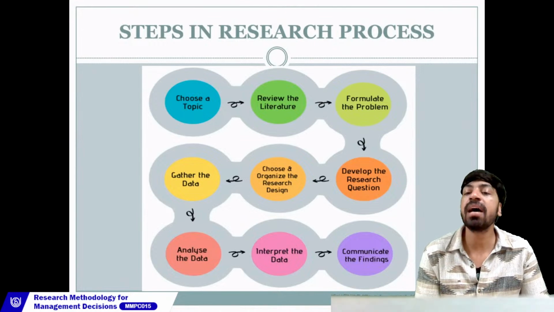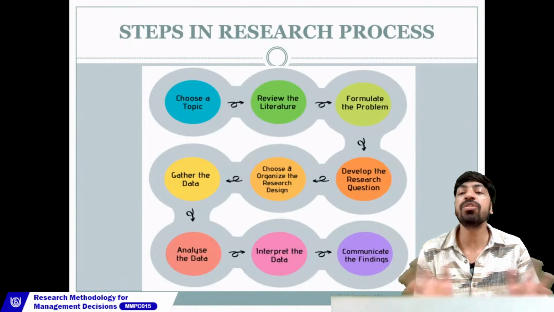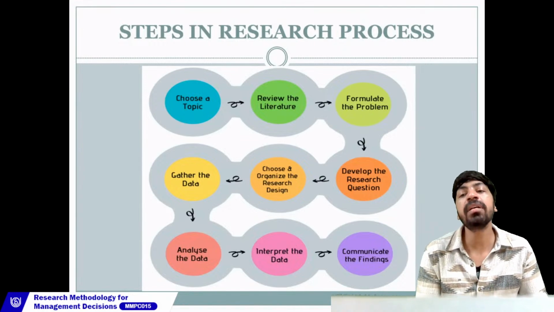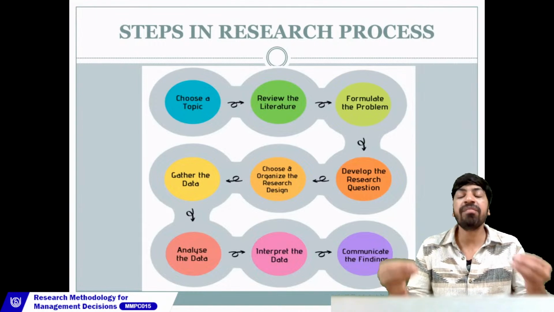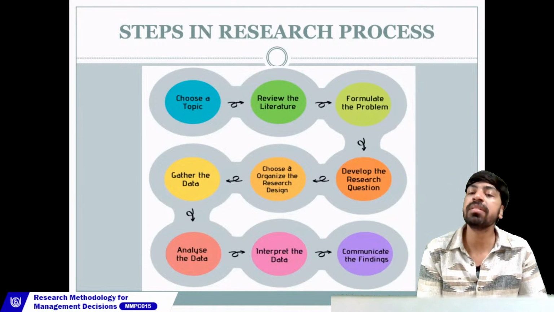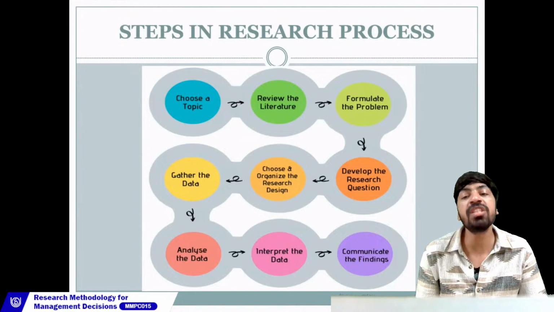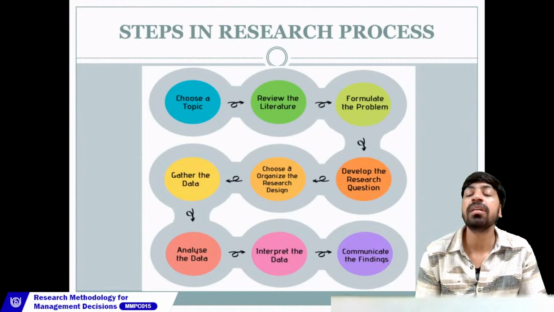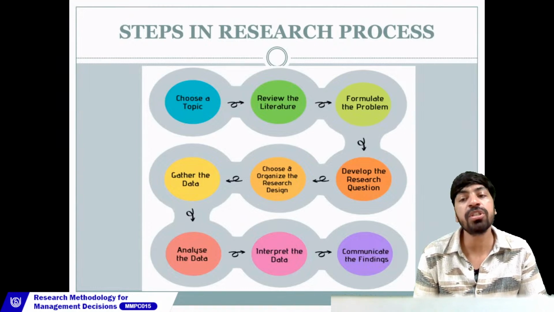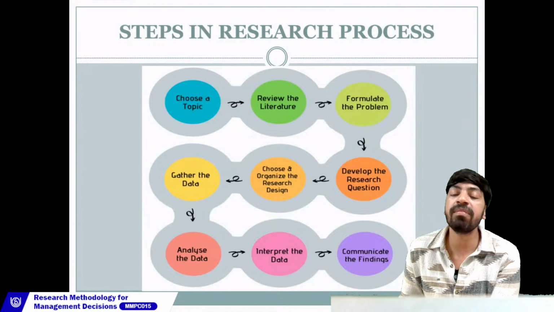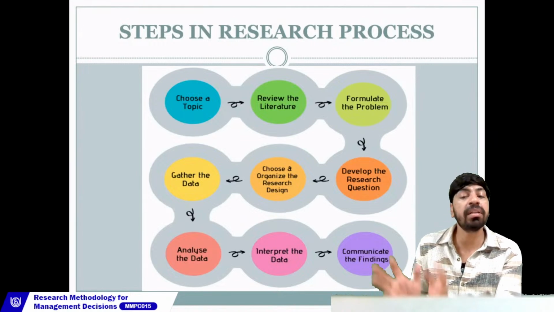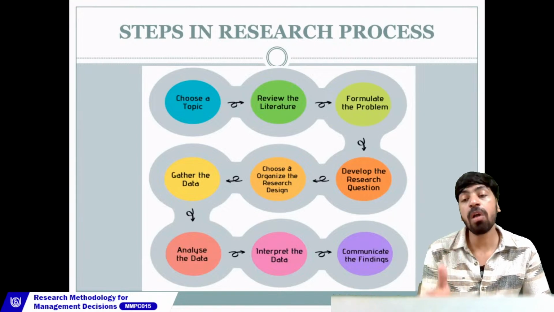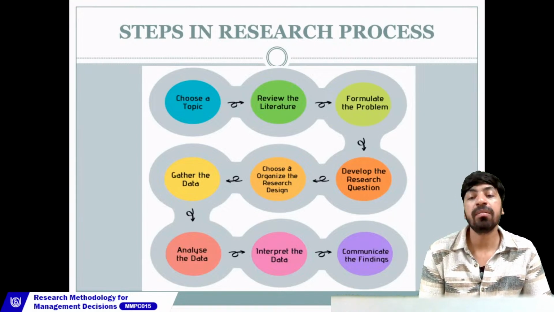The next one is develop the research question. Once you formulate the issues and the problems, and accordingly you set up the research objectives, then it is a much easier step to develop the research questions, which are totally based on your research objectives. It is very important to develop the research questions when it comes to master's level projects or thesis or the PhD level thesis. It has always been in the questionnaire form.